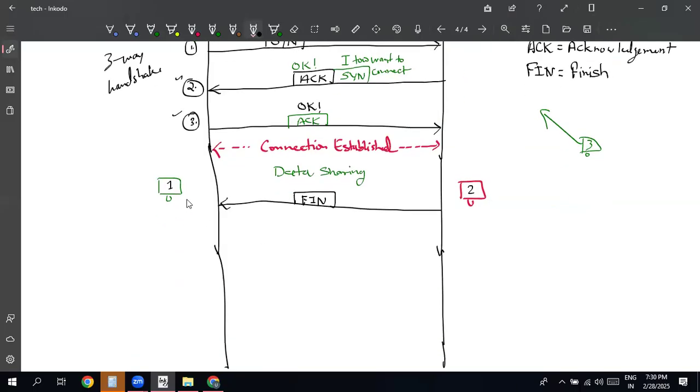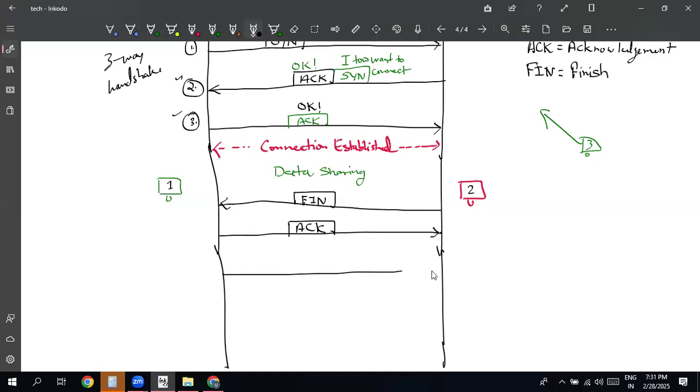As PC1 has received the finish flag, it is the responsibility of PC1 to give the reliable support. That's why it will revert back with an acknowledgement. But this time, only the acknowledgement will be sent. Why? Because this could be a scenario where PC1 is still transmitting the traffic towards PC2. So let's say some more time passed, and then PC1 is also done transmitting the traffic. So what will PC1 do?